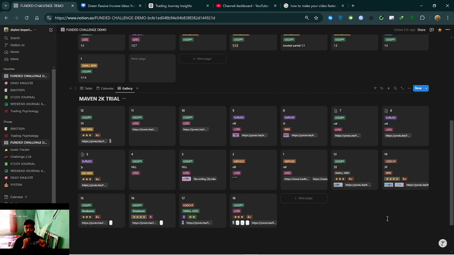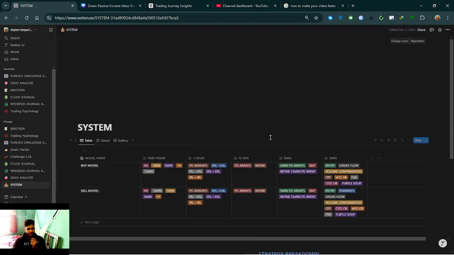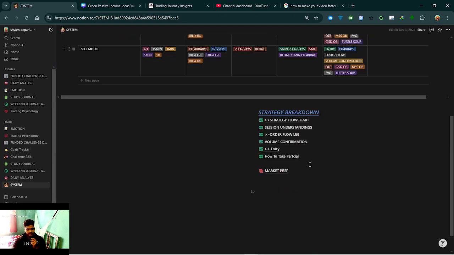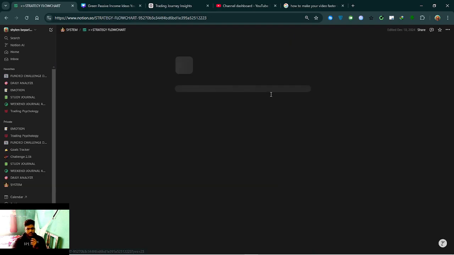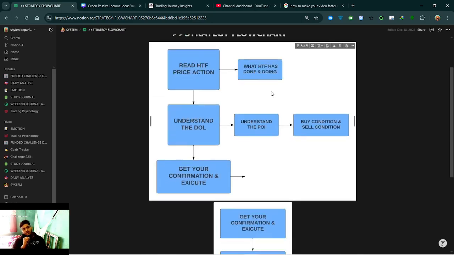Okay, so if I show you a little bit of my approach, what I follow is simply this. Okay, let me just show you. This is my simple approach. First things first, you come into the market and read the higher time frame. Try to understand what the higher time frame is doing.